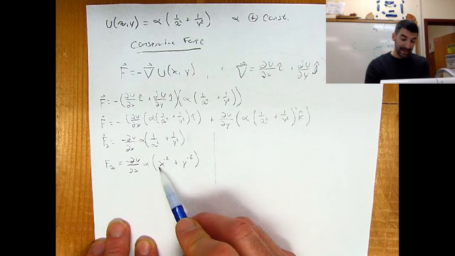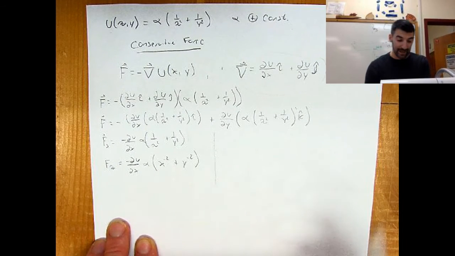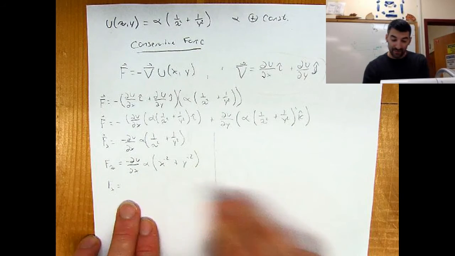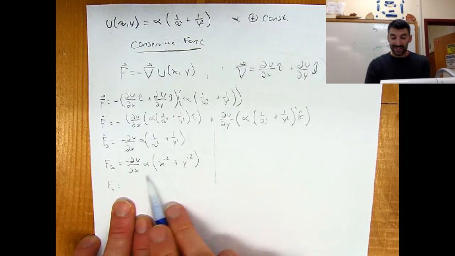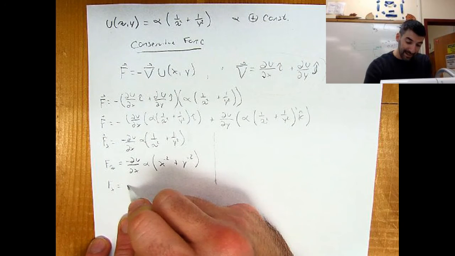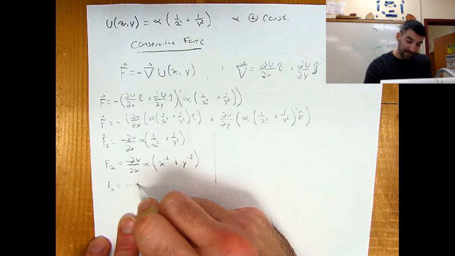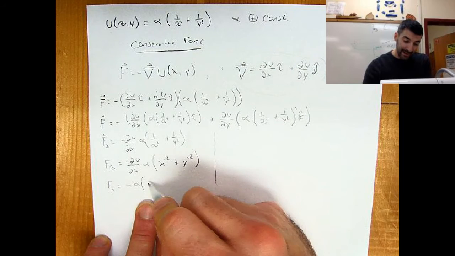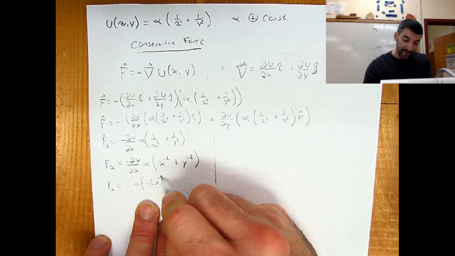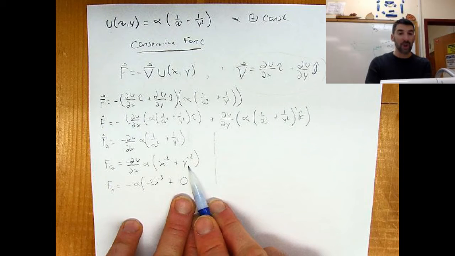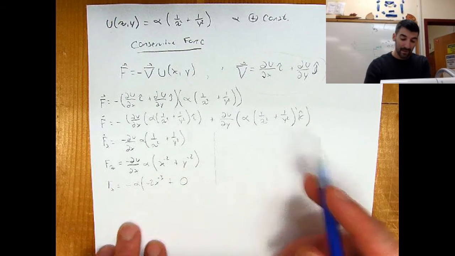So I'm going to bring that negative 2 down. I'm going to drop that to a negative 3. So my force in the x direction, after I take my derivative, I could distribute that alpha through, I'm just keeping it on the outside, is going to be negative alpha times, this is going to be negative 2x to the negative 3 plus 0, right? That y has no derivative with respect to x.